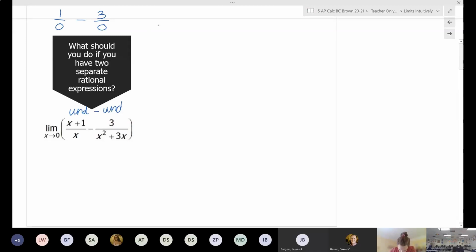So what you should do when you have two separate fractions and they both end up with something weird like this is simplify by finding a common denominator. The goal is after you find that common denominator, hopefully something cancels out and you're able to then do direct substitution. For this one, we can check and that does work. So I have the limit as x goes to 0.